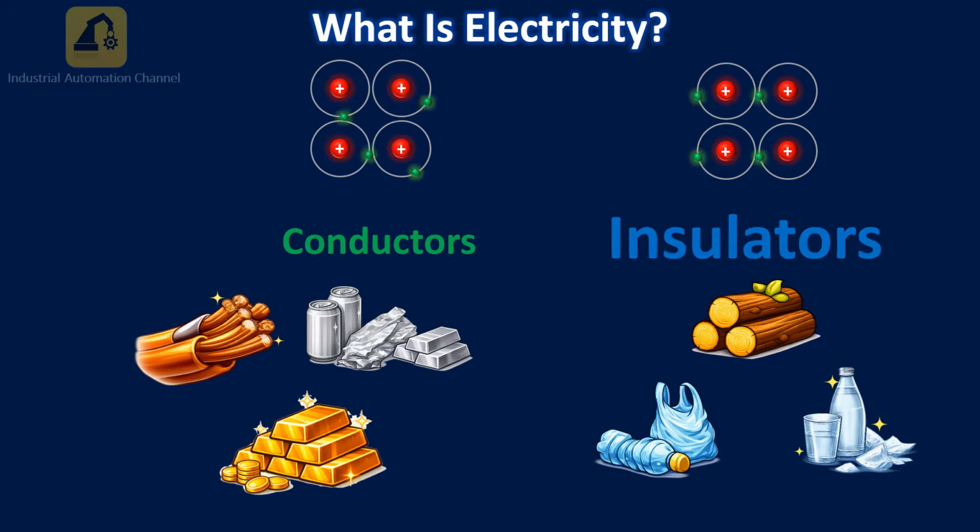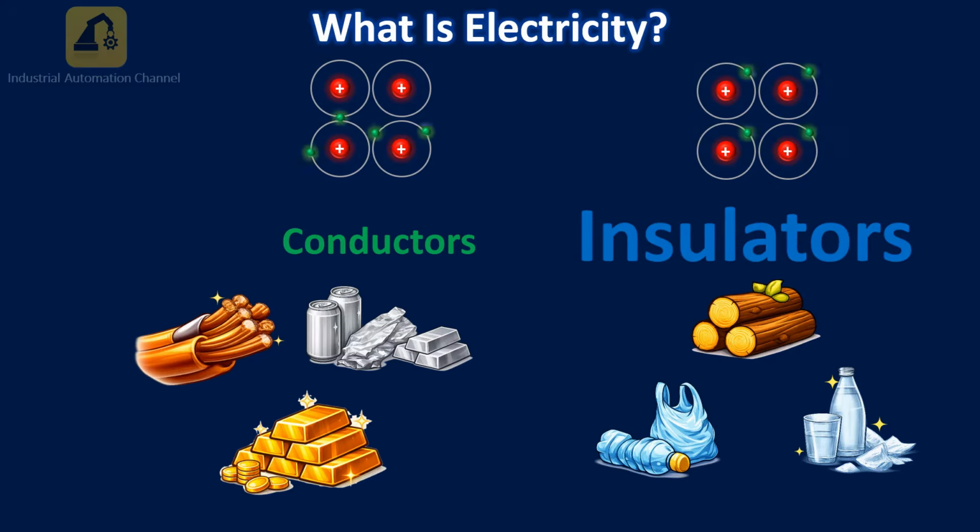An insulator is a material where electrons are held tightly, so they don't move easily. Insulators strongly resist the flow of electricity. That's why plastic, rubber and glass are used as protection to keep electricity only where we want it.